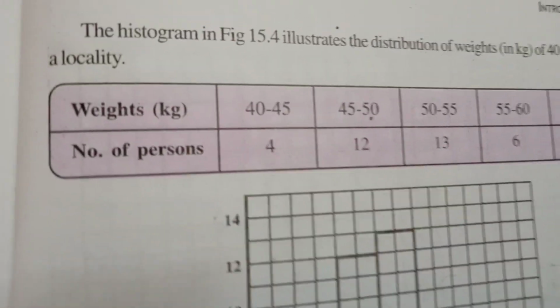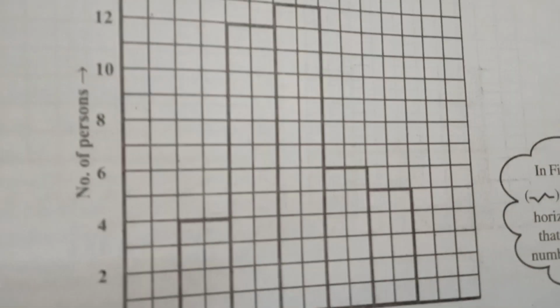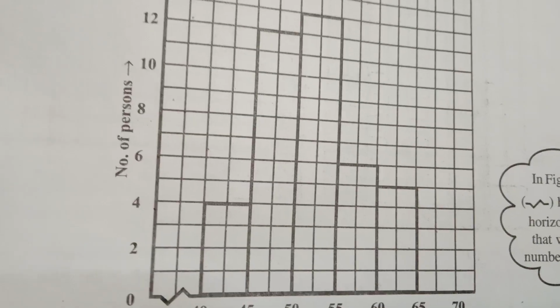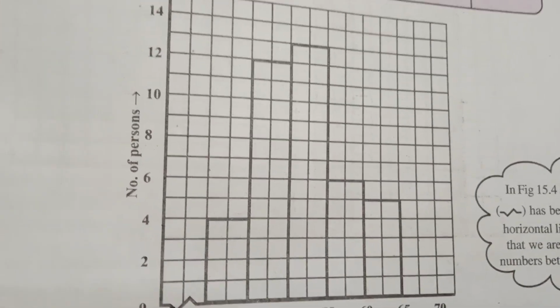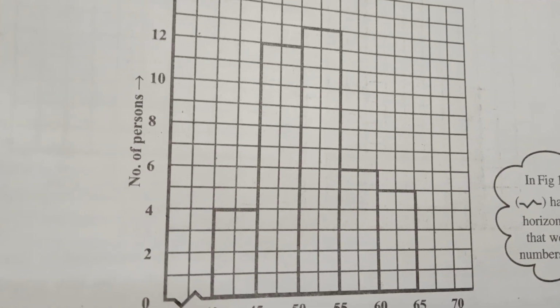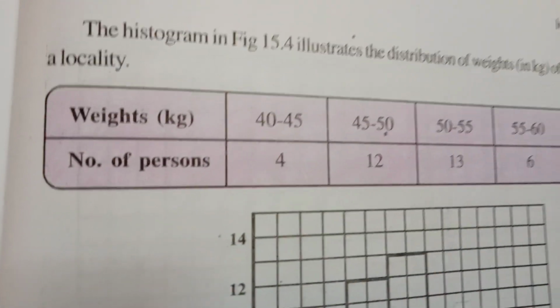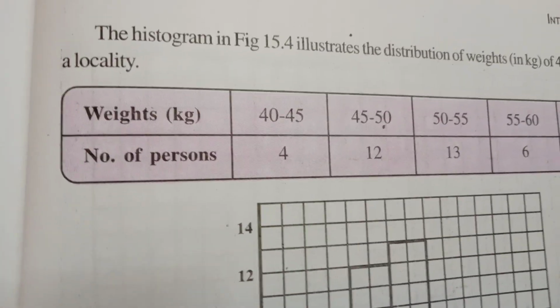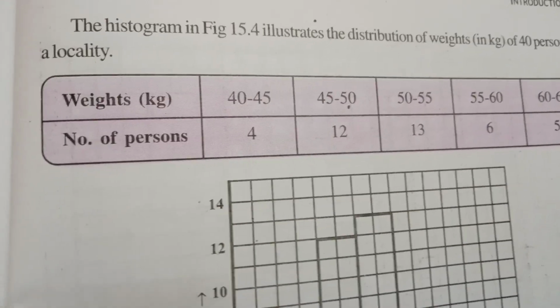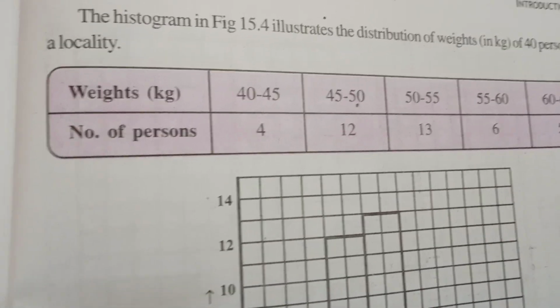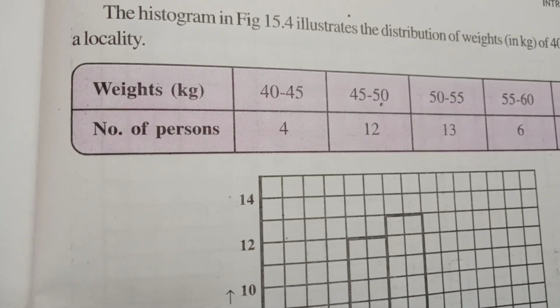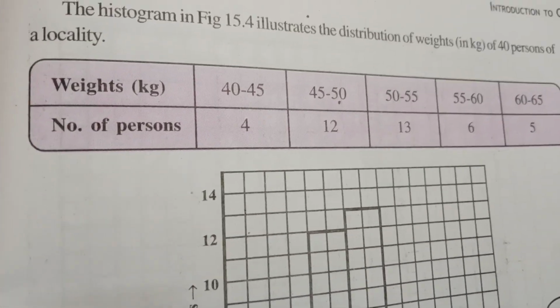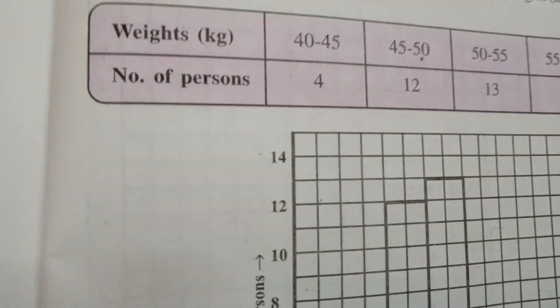So here we are seeing the representation of a histogram. You can clearly observe it, there is no gap between the rectangular bars. So this information is represented over the intervals: weights in kgs 40 to 45, 45 to 50, 50 to 55, 55 to 60, 60 to 65, and number of persons 4, 12, 13, 6 and 5. What is this?